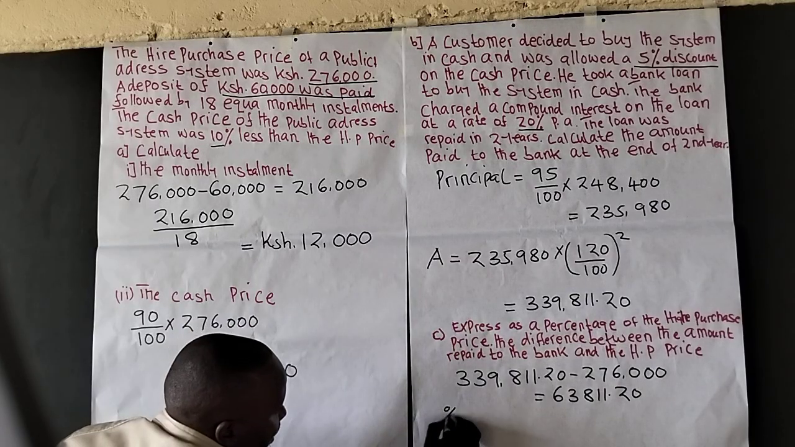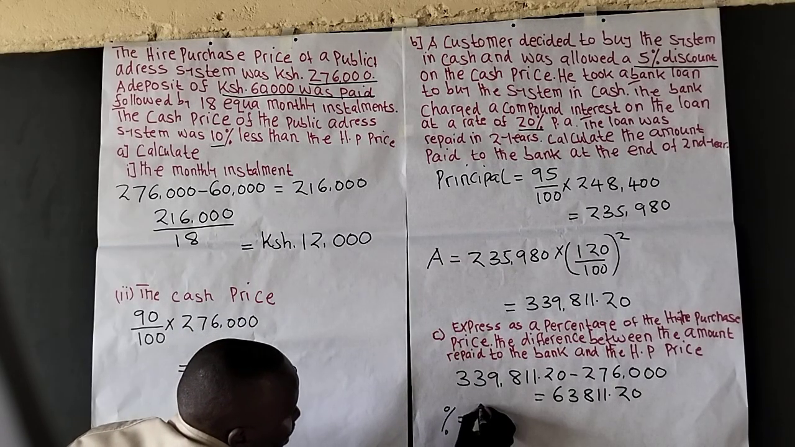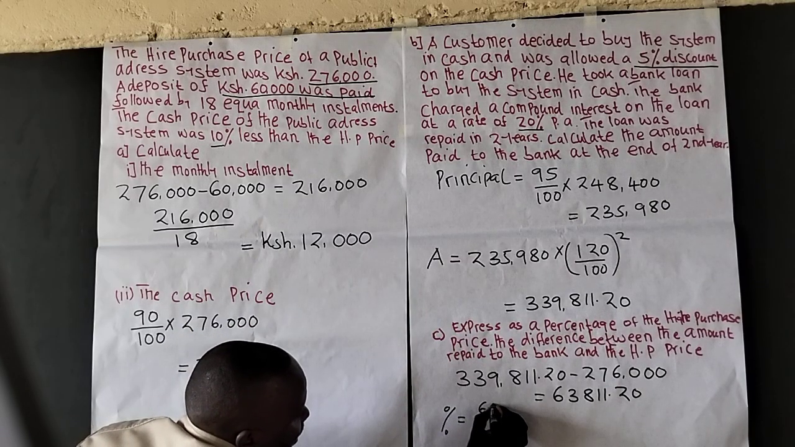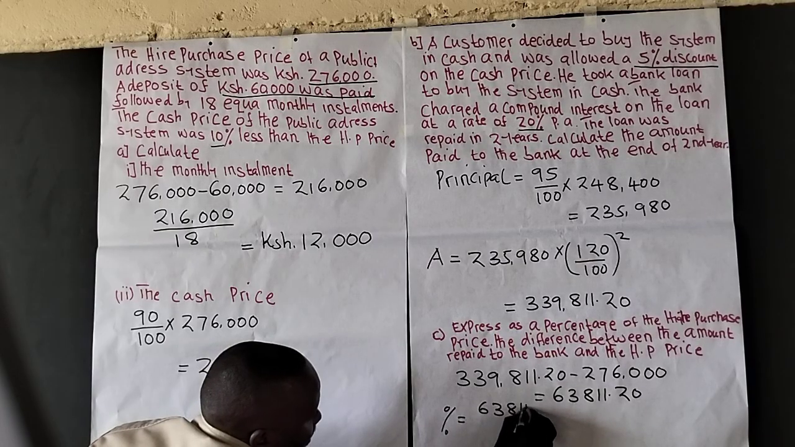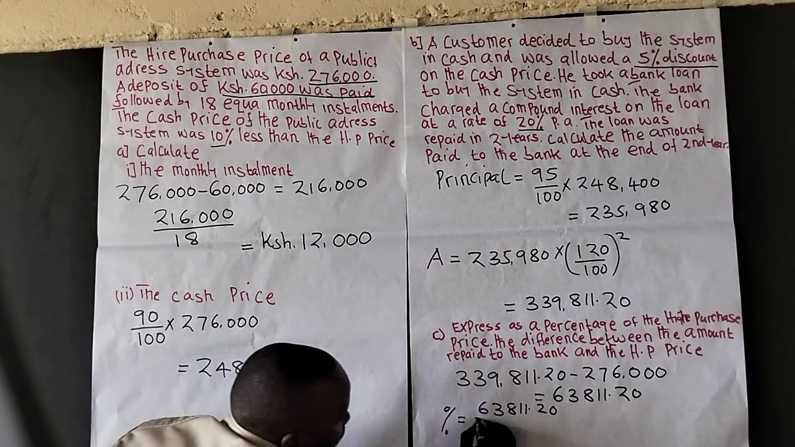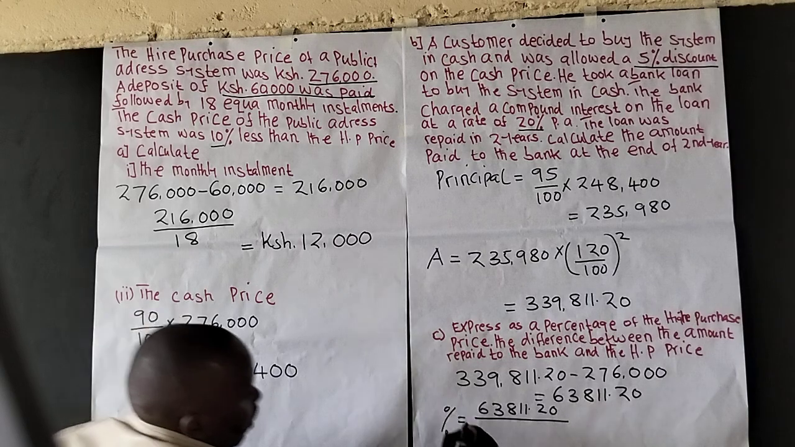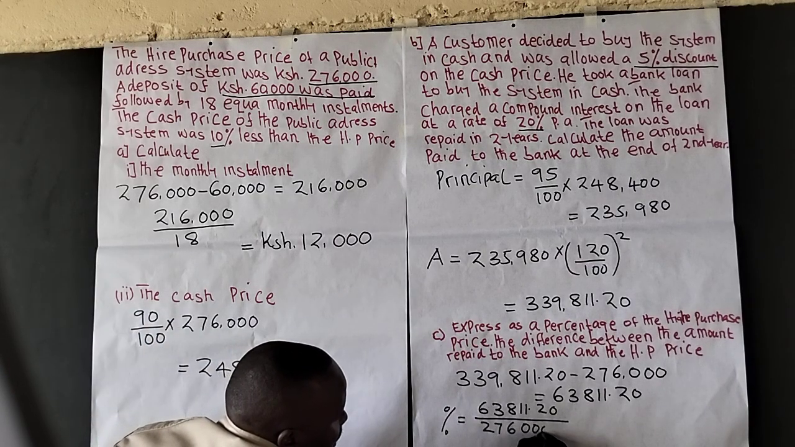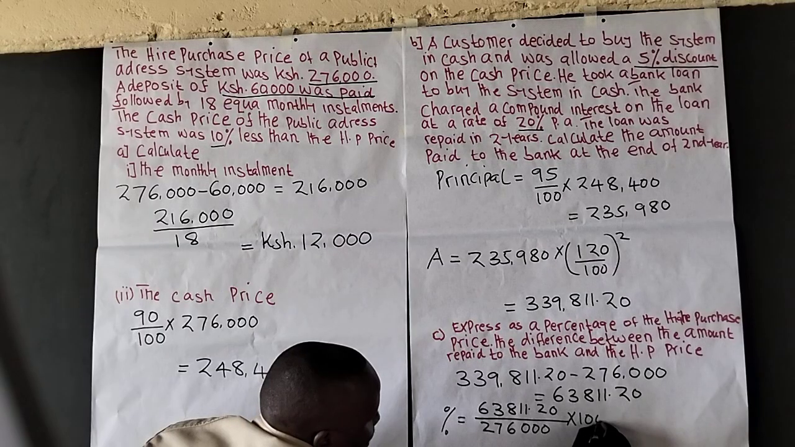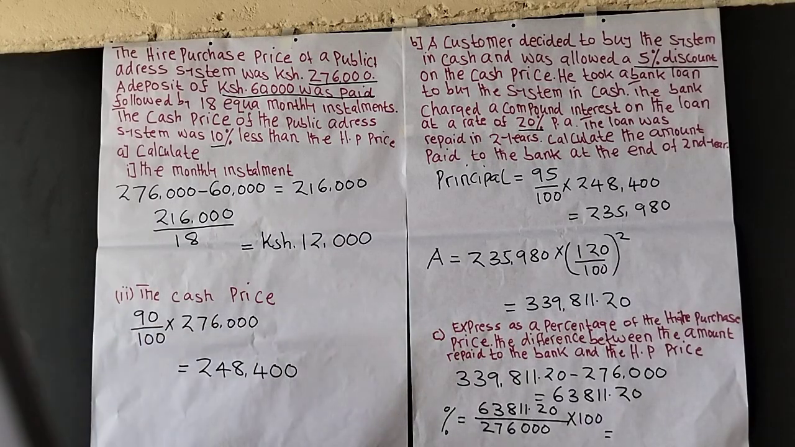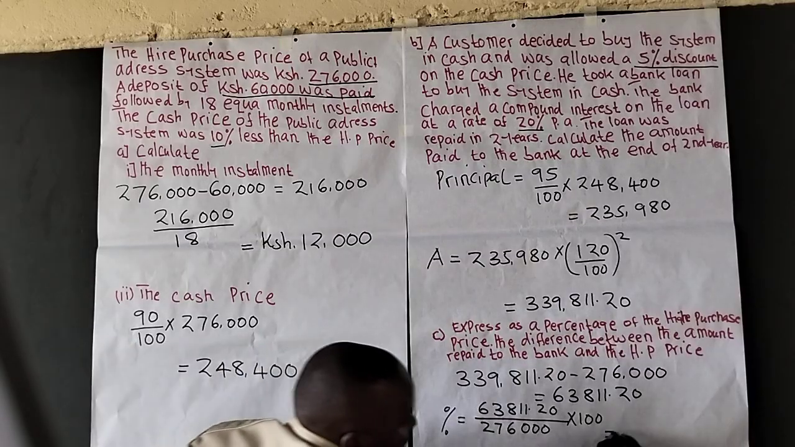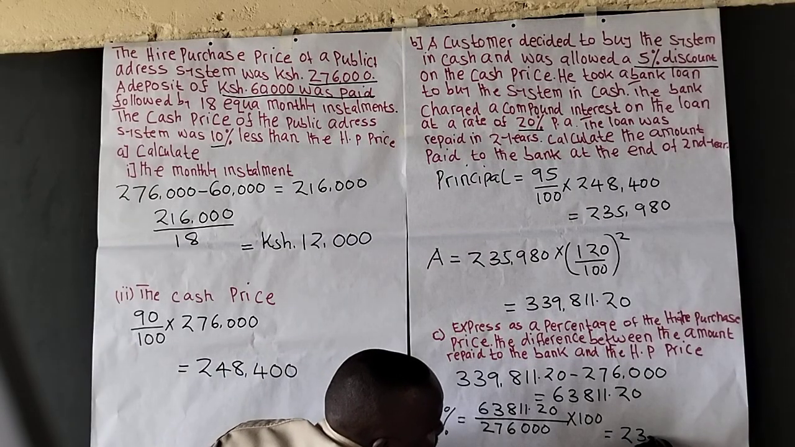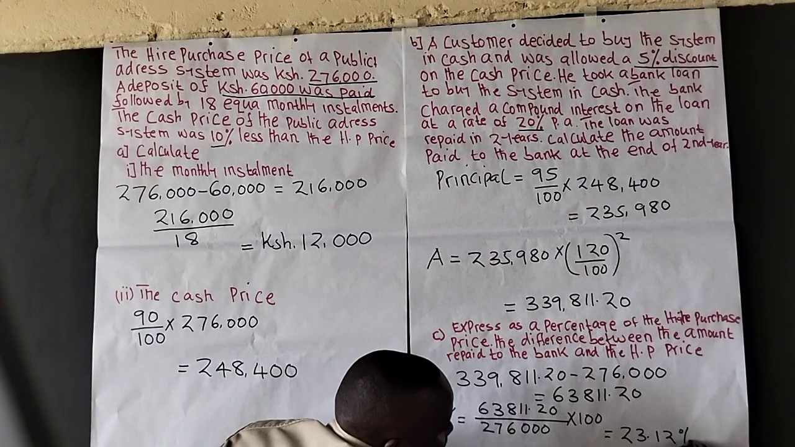As a percentage, it is supposed to be 63,811 and 20 cents, divided by the hire purchase price, which is 276,000, times 100. So as a percentage, that will give you 23.12%.